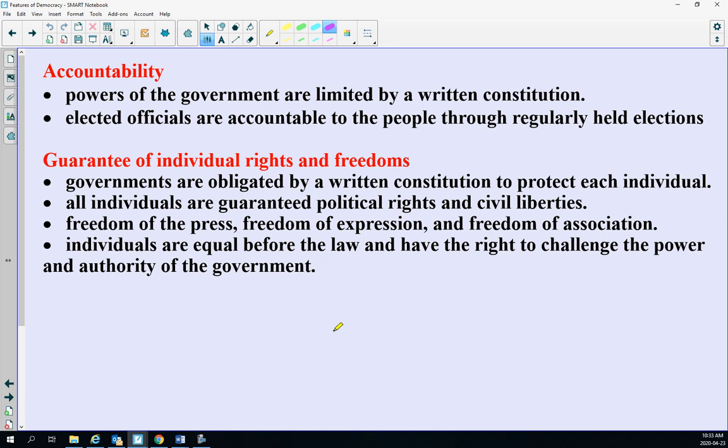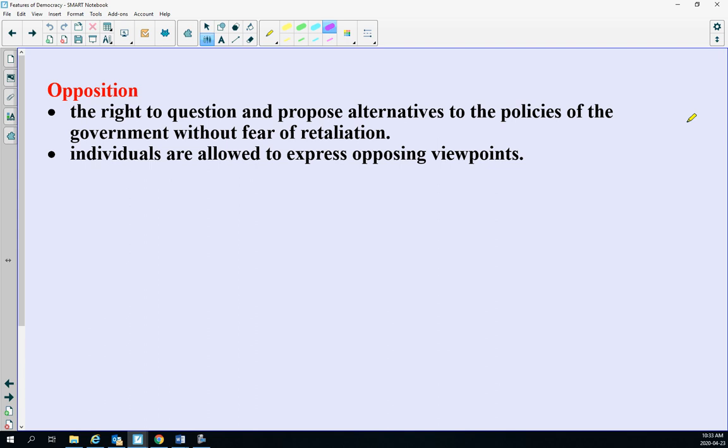Democracies guarantee individual rights and so on. And we've talked about that one a few times as well. Accountability, guarantee of rights and freedoms. Finally, the last one I'll talk about in terms of an important feature of democracy is opposition. And again, you don't get this in dictatorships. In a dictatorship, they kill the opposition or they imprison them and work them to death. We've studied that one to death.